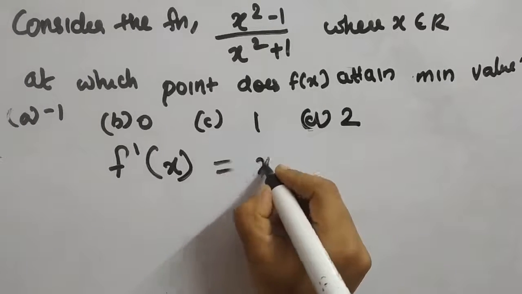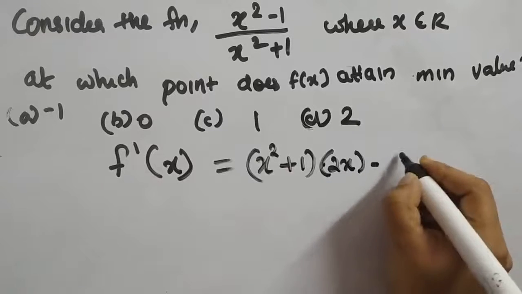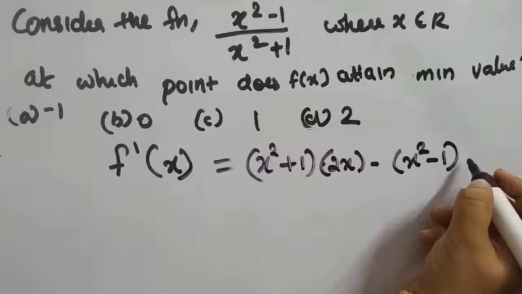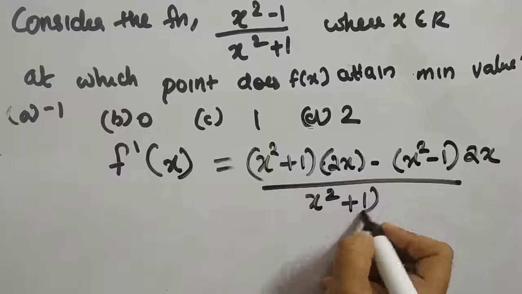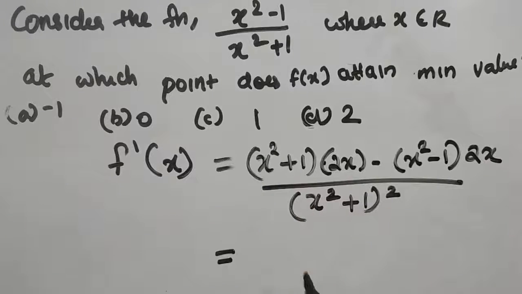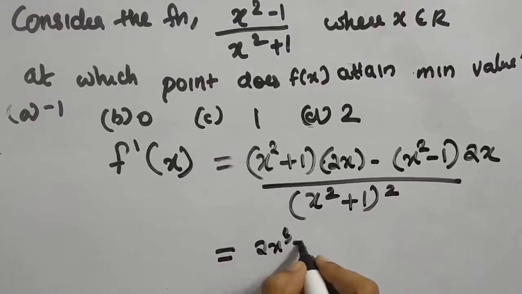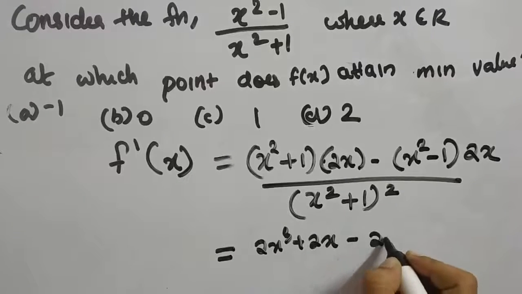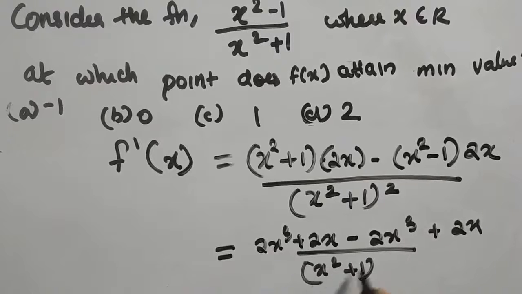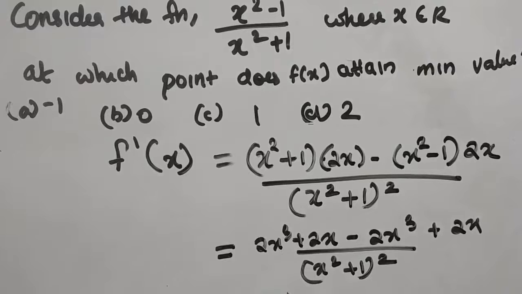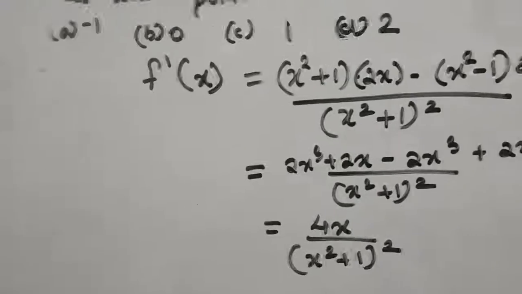That is, denominator into derivative of the numerator minus numerator into derivative of the denominator, by denominator square. So you'll get 2x cube plus 2x minus 2x cube plus 2x, by x square plus 1 the whole square. So it is 4x by x square plus 1 the whole square. So this is the first step we will do.